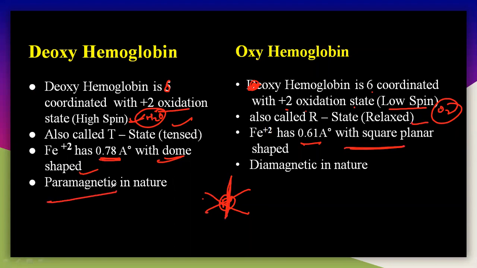And it is paramagnetic in nature because of the T2g4 eg2 here. Here there are 4 lone pairs of electrons, hence paramagnetic. Here there is no lone pair of electrons, hence it is diamagnetic in nature. So you have to remember the differences between this deoxyhemoglobin and the oxyhemoglobin.